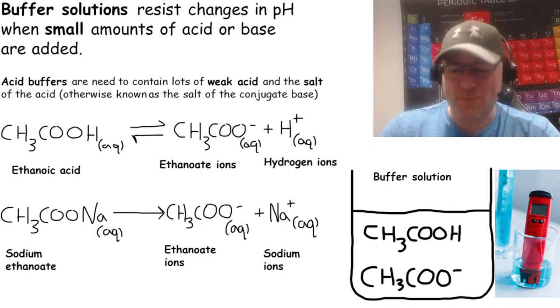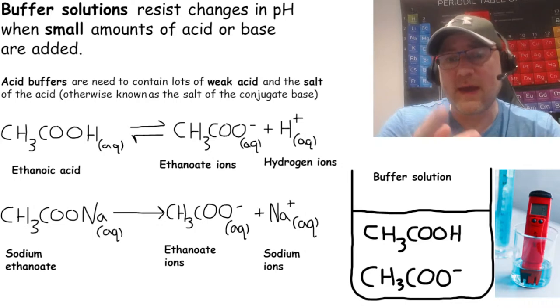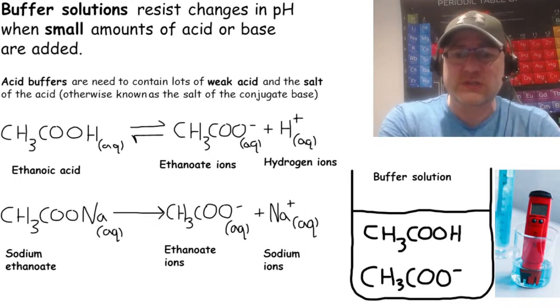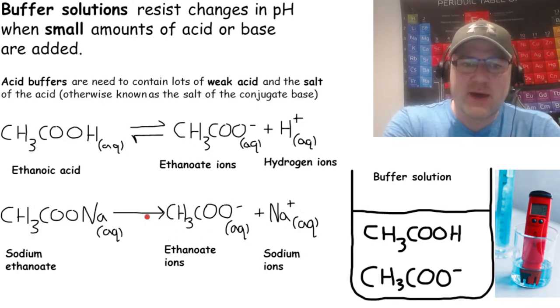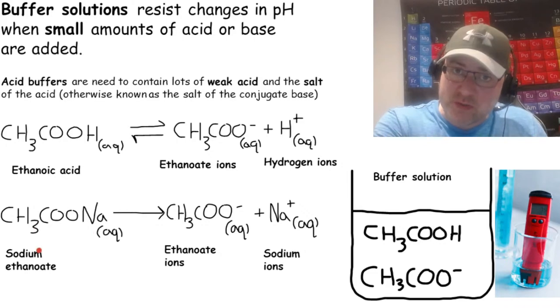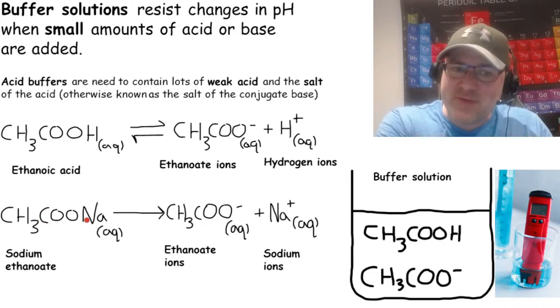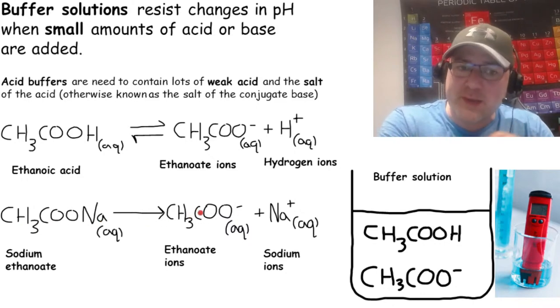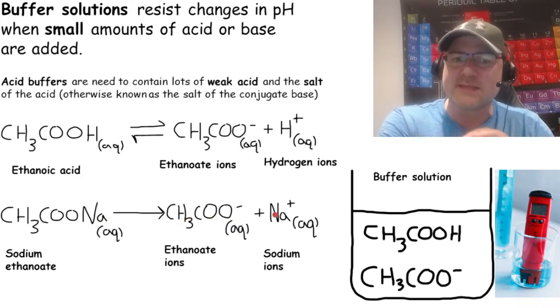Well done. You probably got that right. That solid arrow actually means full dissociation. So it fully breaks down into ethanoate ions. So if I have a million sodium ethanoate, which is the salt, I'm going to get a million ethanoate ions. There's going to be no salt left. It's going to purely break down into ethanoate ions and sodium ions.